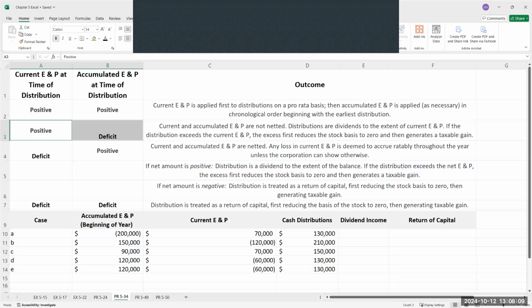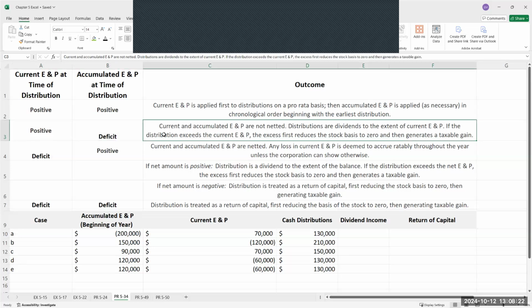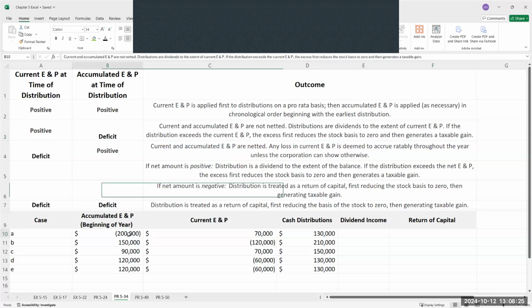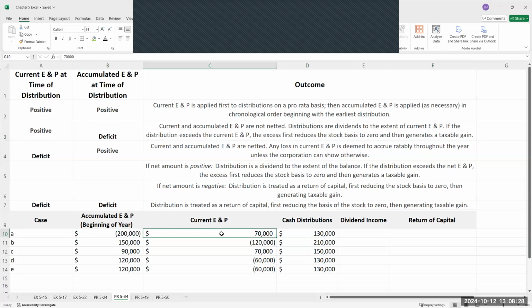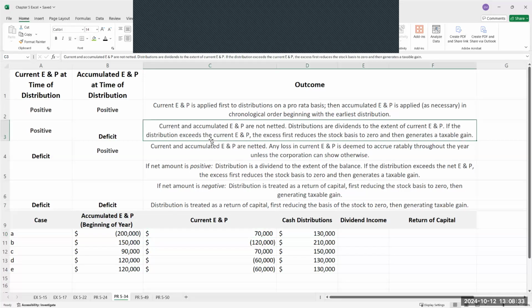So in this case, E&P is going to be netted, or E&P is taxed. In such case, based on current and accumulated E&P not being netted, my apologies, the accumulated has a deficit and the current has the positive. So in such case, the current and accumulated E&P is not netted. The distributions are dividends to the extent of the E&P. And if the distribution exceeds E&P, the excess first reduces the stock basis to zero and generates a taxable gain.